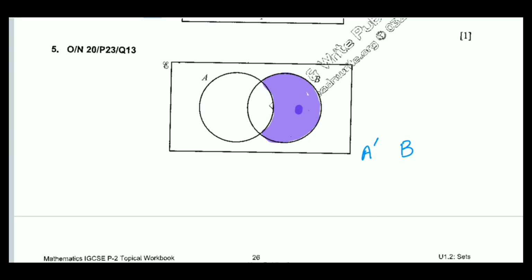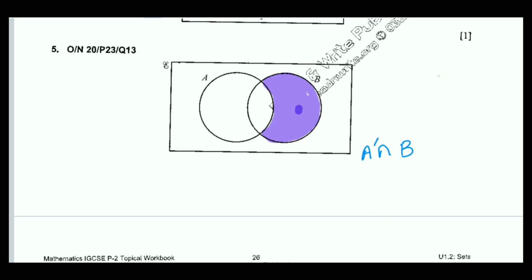If it would be a union, if you write union here, it means all the parts combined, like the parts of A complement and B parts should be combined. So if you say A complement, in A complement this part will also be included. So we will not write union here, we will write intersection. Intersection means the intersected part of A complement and B.